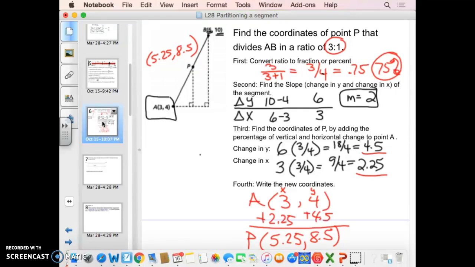So really you're just doing this in 4 steps. All right? Step 1, part to whole ratio. Step 2, and so on and so forth. Okay.